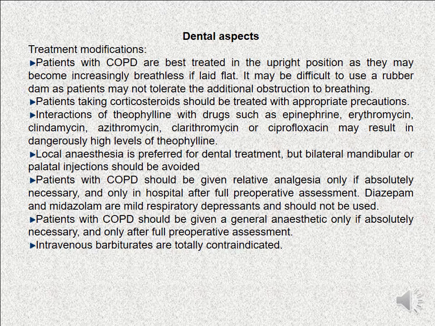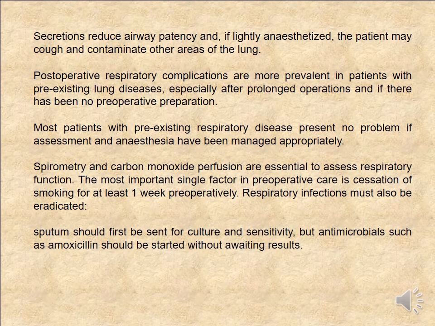Patients with chronic obstructive pulmonary disease should be given a general anesthesia only if absolutely necessary, and only after full preoperative assessment. So they need special preparation and consultation with the anesthetist to give general anesthesia in hospital. Intravenous barbiturates are totally contraindicated, and all types of antidepressant drugs are contraindicated for patients with obstructive pulmonary disease. The secretions reduce airway patency, and if lightly anesthetized, the patient may cough and contaminate other areas of the lung.